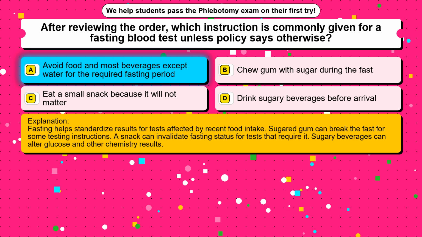Fasting helps standardize results for tests affected by recent food intake. Sugared gum can break the fast for some testing instructions. A snack can invalidate fasting status for tests that require it. Sugary beverages can alter glucose and other chemistry results.